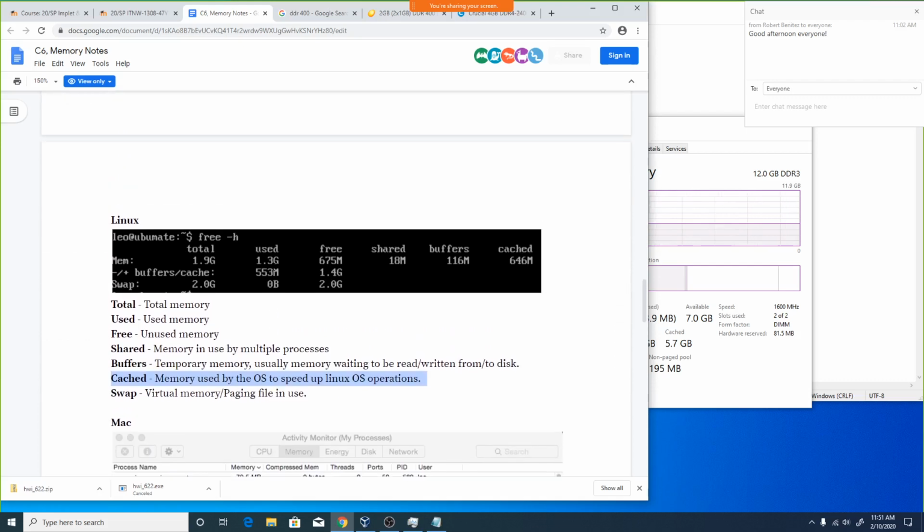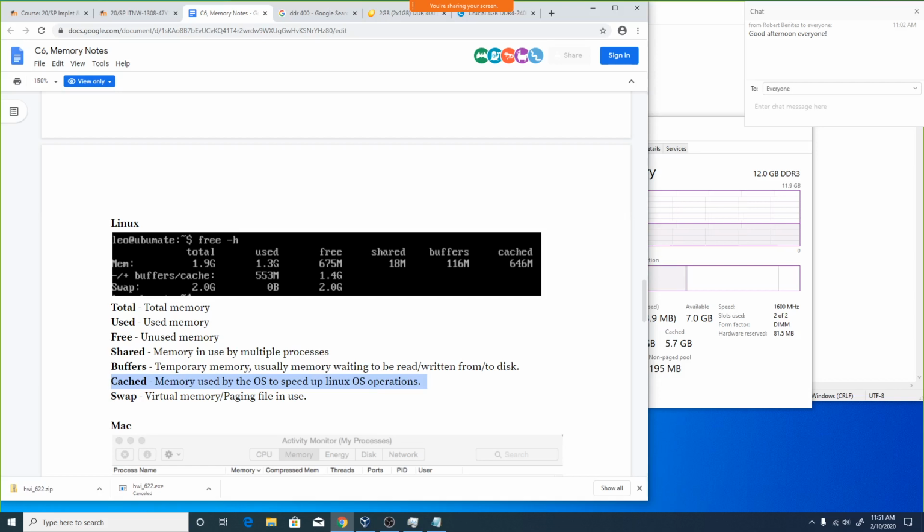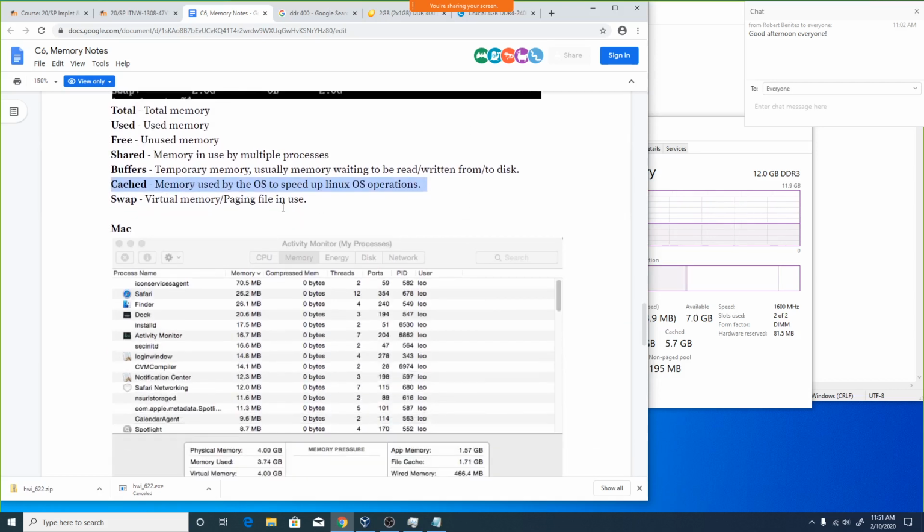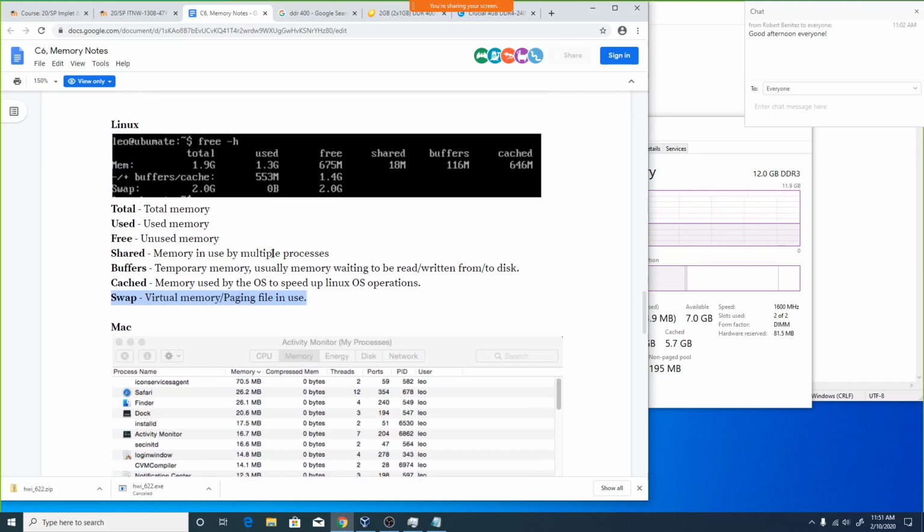Linux is making an educated guess: he usually starts Firefox a couple minutes after he starts up the system, so I went ahead and pre-cached that. 646 megs. That actually looks like that's what's happened. Firefox takes up about half a gig with a couple of tabs. And then swap. Again, that idea that when you've overflowed, you store it on the disk to be put back in RAM whenever it's needed. We'll get into this a whole lot. There's a whole section next week. We're going to talk about virtual memory, so don't sweat that just yet.